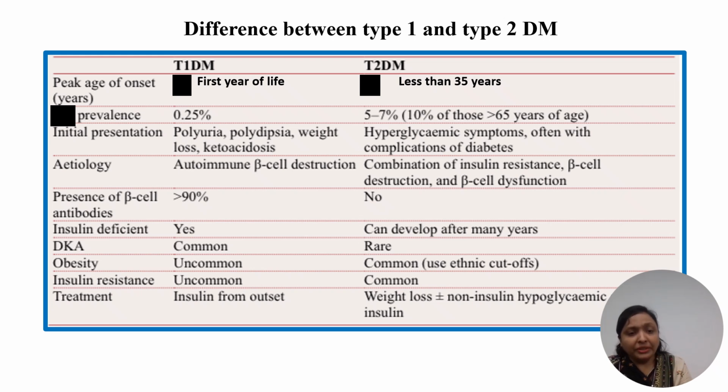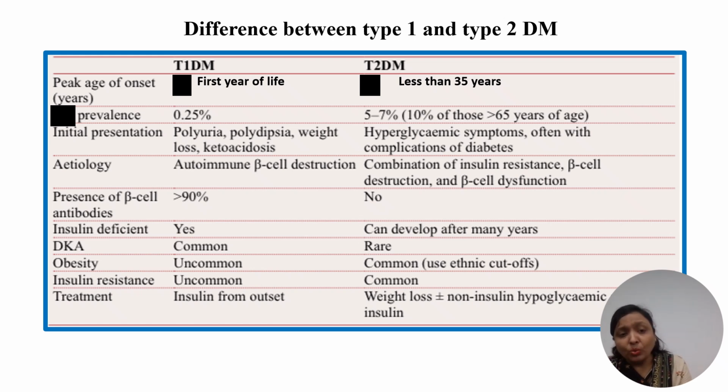Type 1 patients are insulin deficient. Type 2 diabetes mellitus patients are insulin sufficient, but they can develop insulin deficiency after many years, like 8 to 10 years after diagnosis of type 2 diabetes mellitus. DKA is more commonly seen in type 1 diabetic patients, but we do see DKA in type 2 patients also if they are non-compliant, missing the doses of their oral hypoglycemics and insulin. Obesity is uncommon in type 1 diabetic patients. Type 1 diabetic patients are usually lean and thin, while type 2 are mostly obese. Insulin resistance is common in type 2 diabetes mellitus and uncommon in type 1 diabetes mellitus.